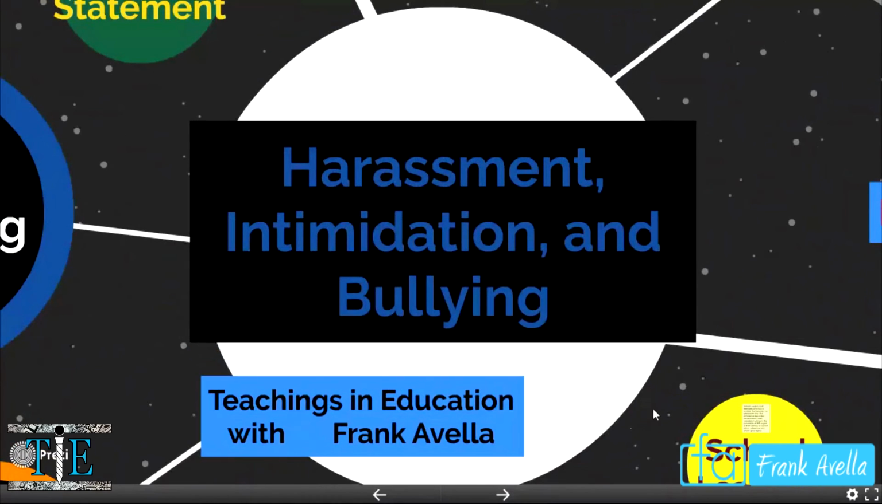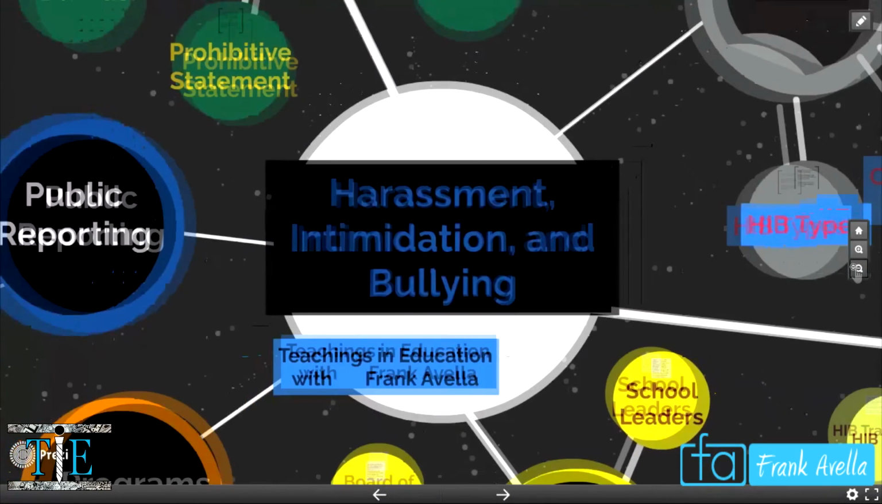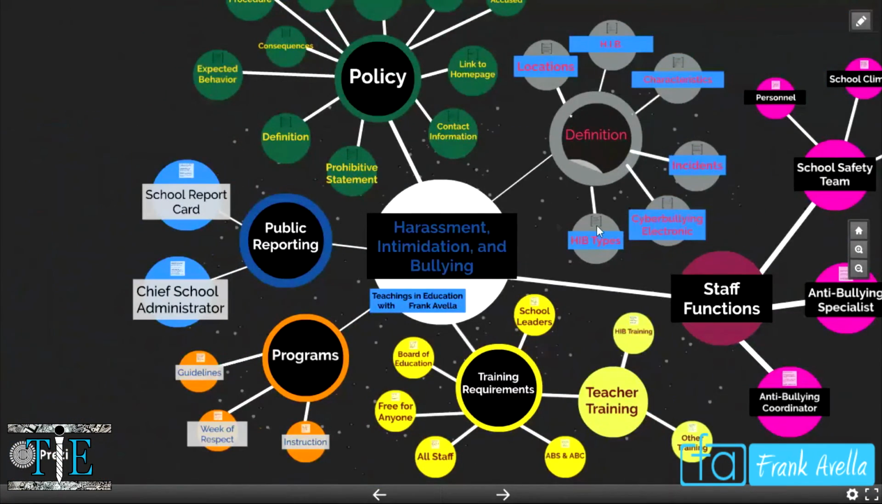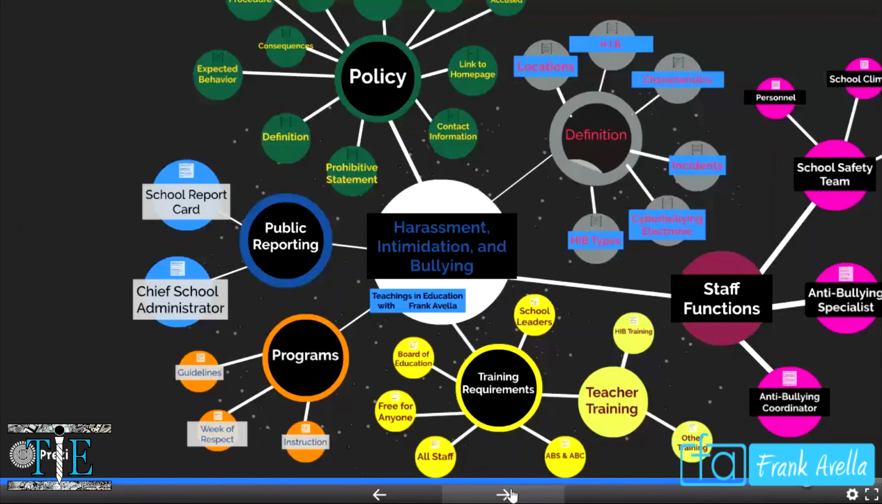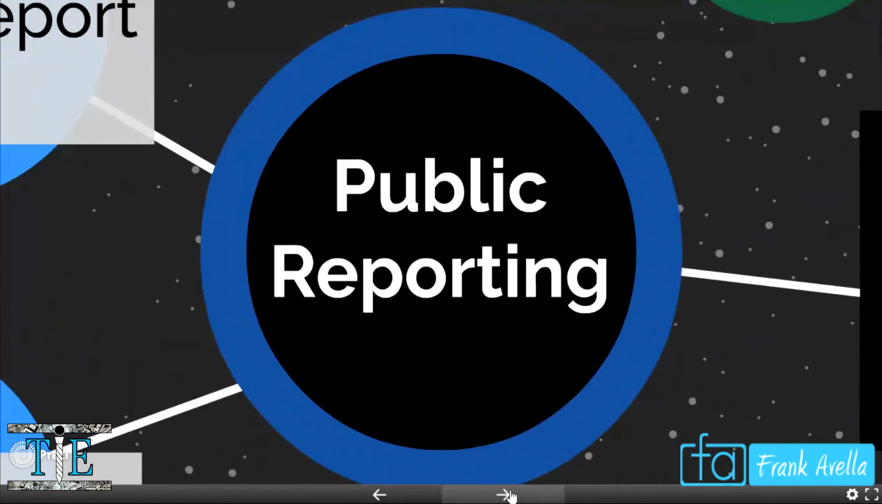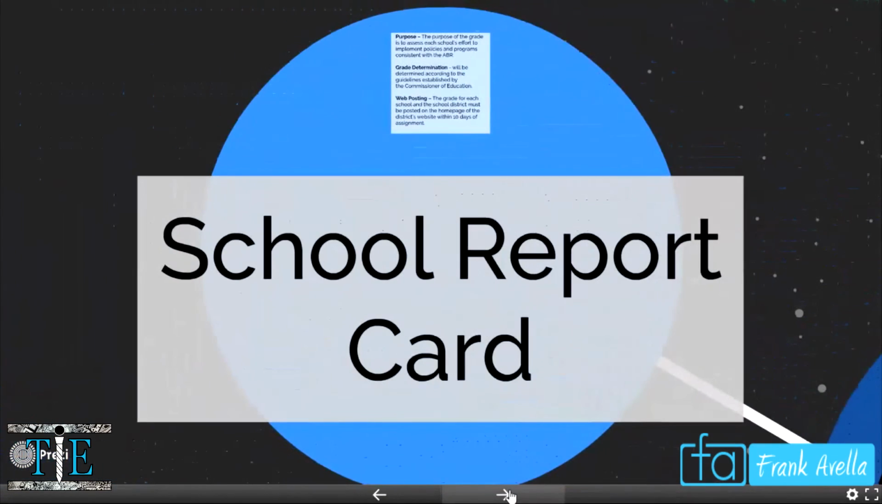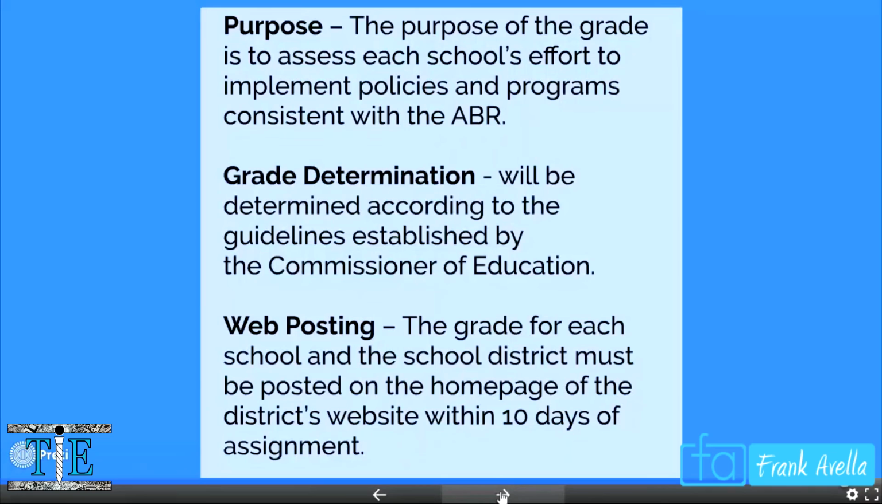Okay, let's look at everything from afar. So we've done the definition, programs, policy, staff function, training, and all that we have left is public reporting. And let's check this out, public reporting. And first off, the school report card. Purpose. Okay, the purpose of the grade, and this is the grade from the school report card, is to assess the school's effort on implementing the policy.